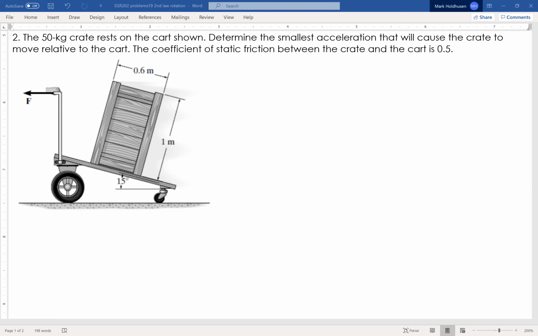Okay, so in this problem, I've got a crate on a cart, and I want to find the smallest acceleration that will cause the crate to move on the cart. It gives me the static friction there. So let's go ahead and start by drawing a free body diagram of this guy.